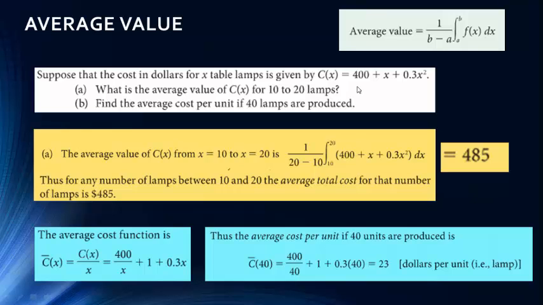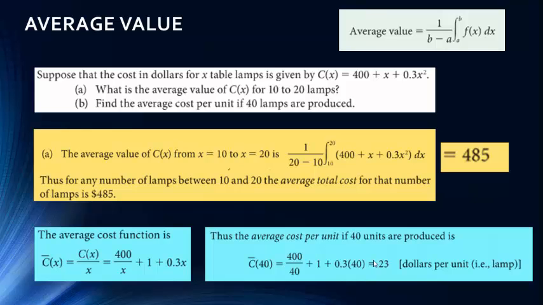But remember here, we get 400, so 400 over 40 plus 40, because when we plug in C of 40, we get 40 here, and 40 over 40 is 1, plus 0.3 times 40 squared. Well, 40 squared divided by 40 just gives us 0.3 times 40. So when we do this out, we get 23.